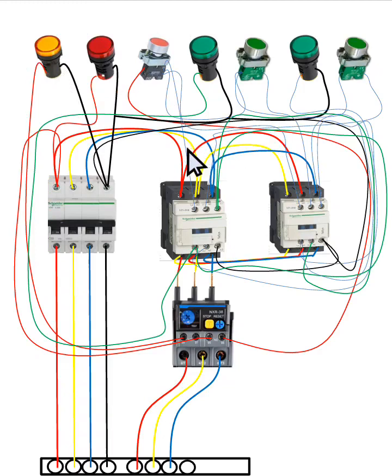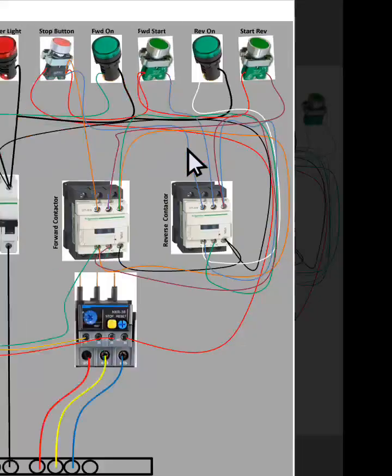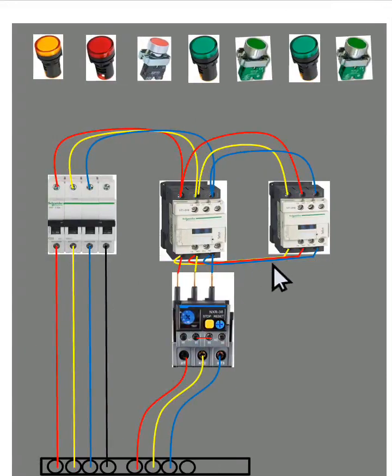For us to understand it easily, let's look at it one after the other. Let's go to the power diagram, then the control diagram. I will show you the power diagram first. This is the power diagram. You can see I've eliminated the control diagram, so you can easily understand the wiring of the power diagram.